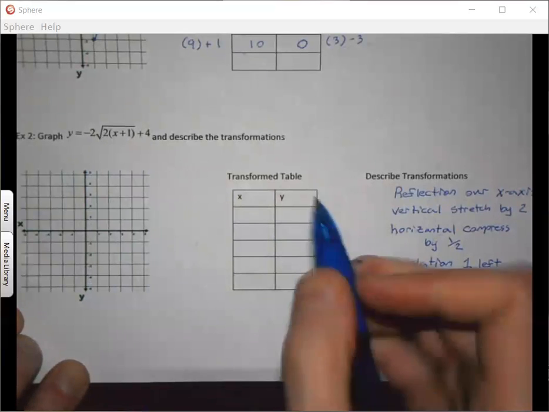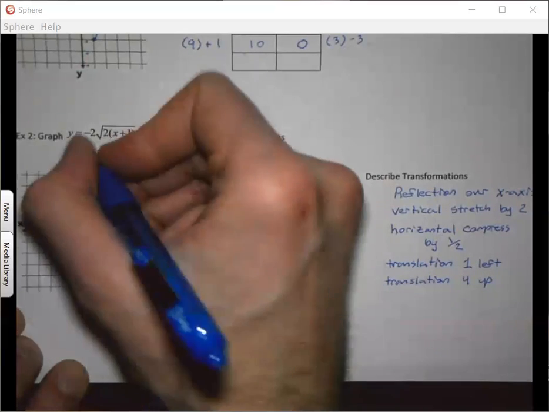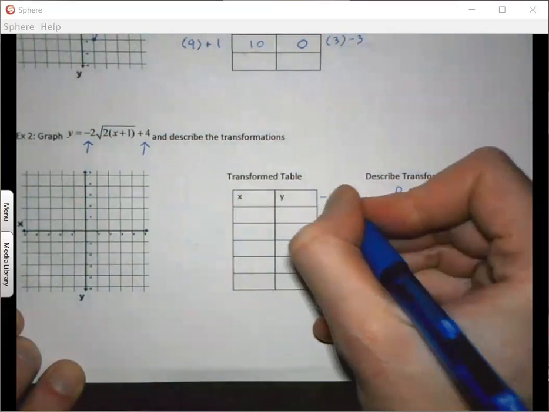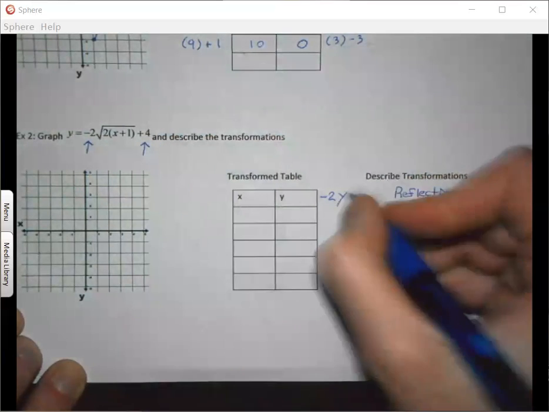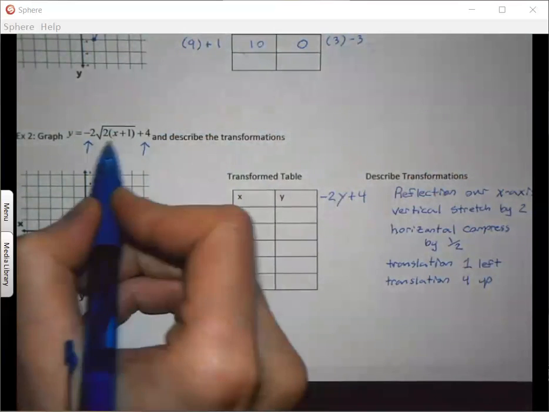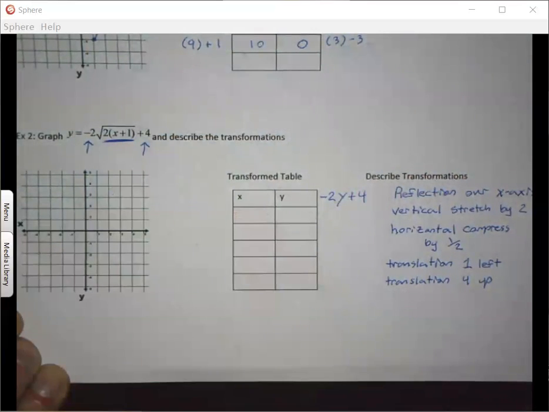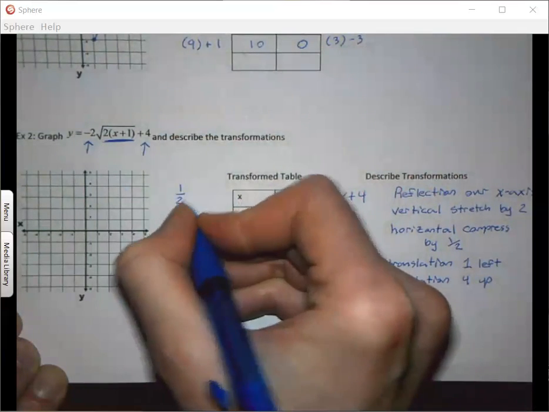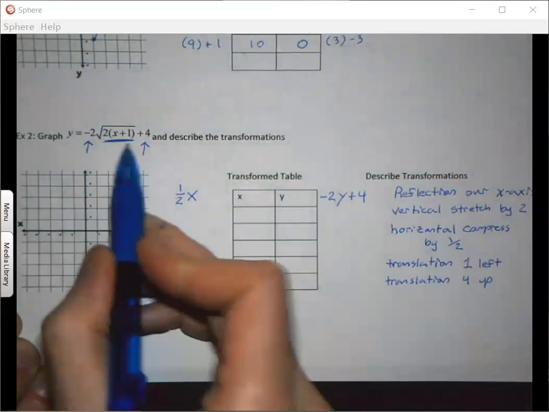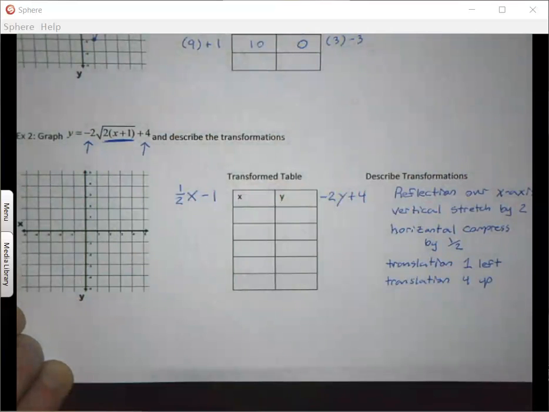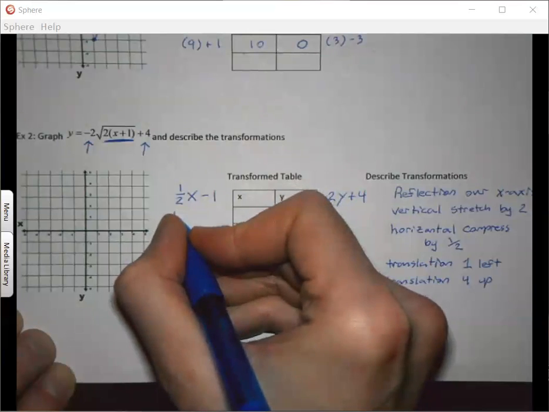So let's write our equation for x and y. I'll do y first. Remember, y is vertical, and those values stay the same. So minus 2y plus 4. And then our x values, so when you do reciprocal, and then opposite. Again, we'll plug in our values from our parent.